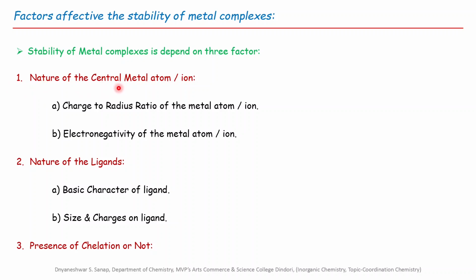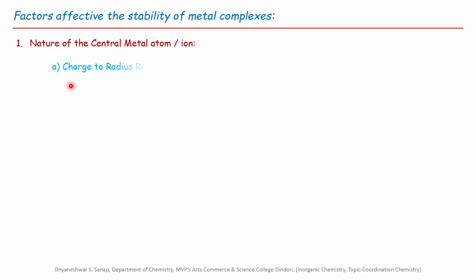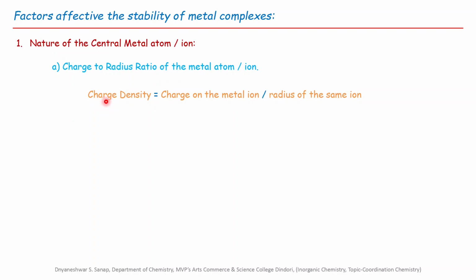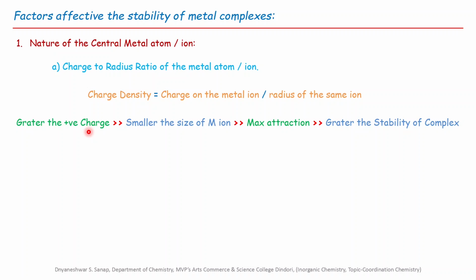The first factor, the nature of the central metal atom or ion, in which the first subpoint is the charge to radius ratio of a metal atom or ion. Basically, the charge to radius ratio is very important to decide the stability of a metal complex. Charge density of a metal ion is calculated using the formula: charge on the metal ion divided by the radius of the same ion. When the positive charge of a metal ion goes on increasing, the resultant ion size goes on decreasing, that is, the ion becomes smaller. Then the metal ion is responsible for maximum attraction between the metal and ligand, and that's why the resultant complex is more stable. That means as the charge on the metal atom or ion increases, the stability of the complex increases.